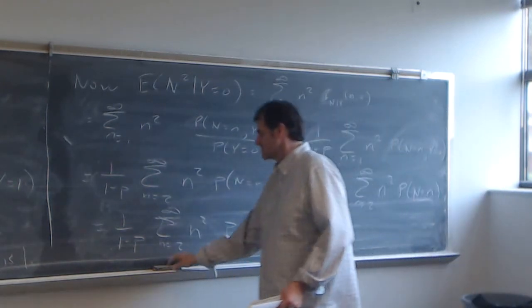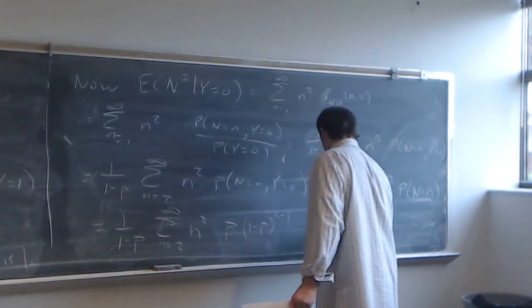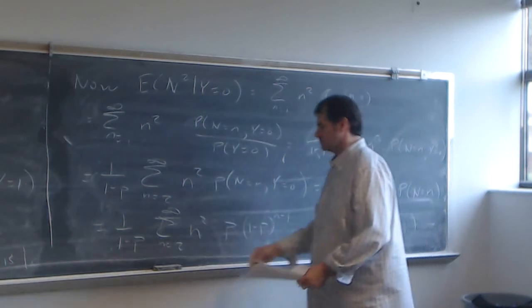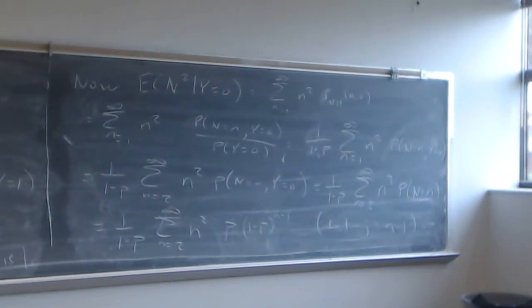Good. Again, we're going to let a dummy variable j be equal to n minus 1, just as we did before. Same work.